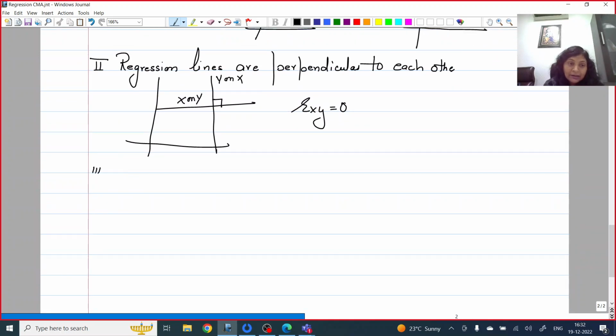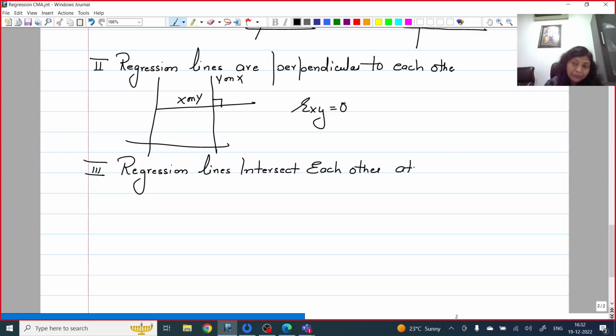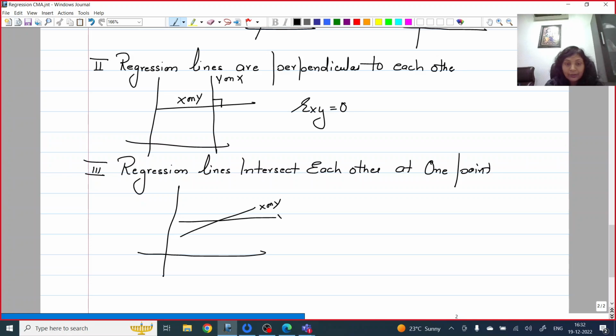And the third thing, if regression lines intersect each other at one point, then in that case, you have to find the distance between the lines. Suppose it is in this way, this is x on y and this is y on x. They intersect at this point and the distance between them is very less. That means high correlation.